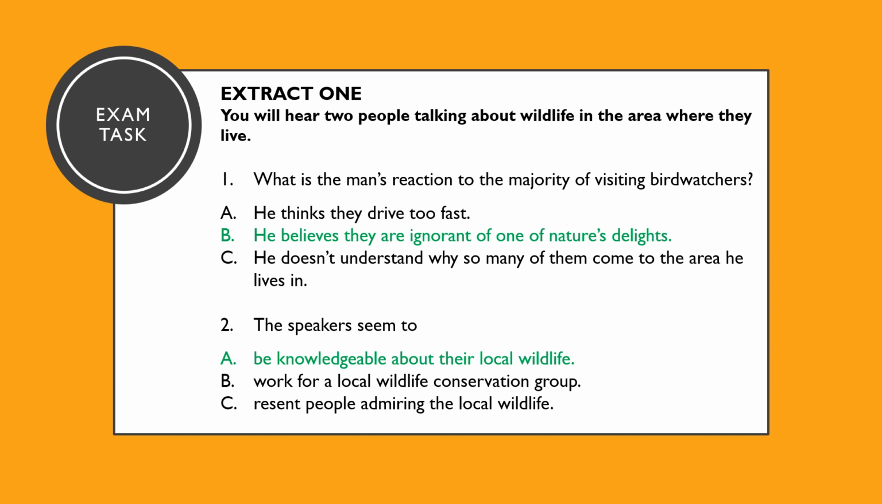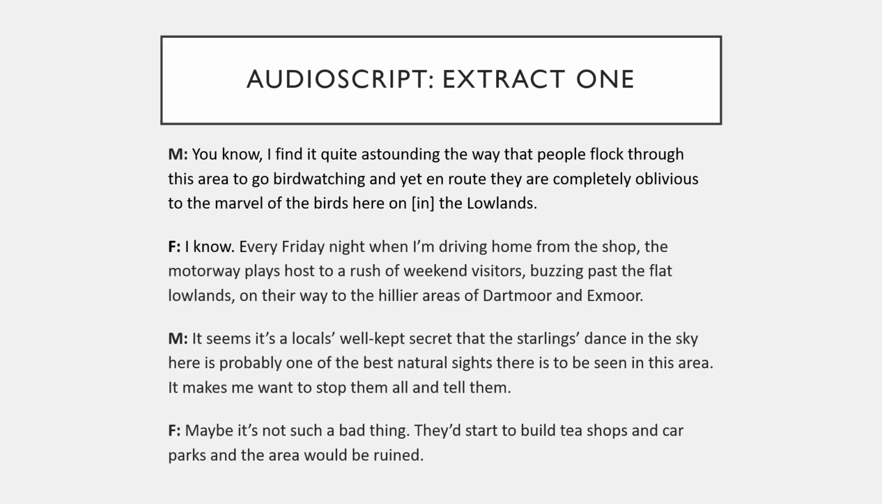Okay, so now let's take a look at the audio script to analyze why you got the question right, or if you didn't, where you went wrong. Take a moment and look at the transcript. Try to find the exact quotation that shows us that the man believed that the majority of birdwatchers are ignorant to nature's delights. Press pause and press play when you'd like to check your answer. Did you highlight the right part? Oblivious is a synonym of ignorant.